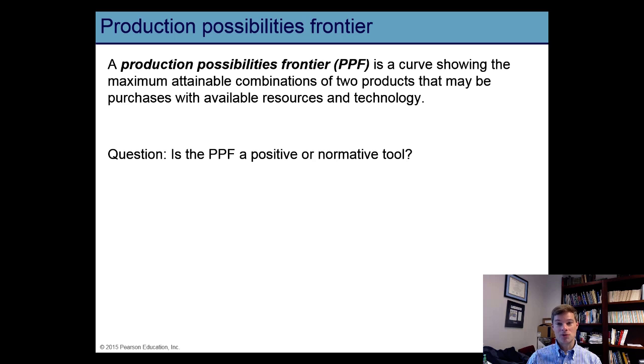Because the production possibilities frontier shows us what is rather than what ought to be, it's a positive tool. It's not a value judgment like a normative tool. Instead, it shows us the way the world is.